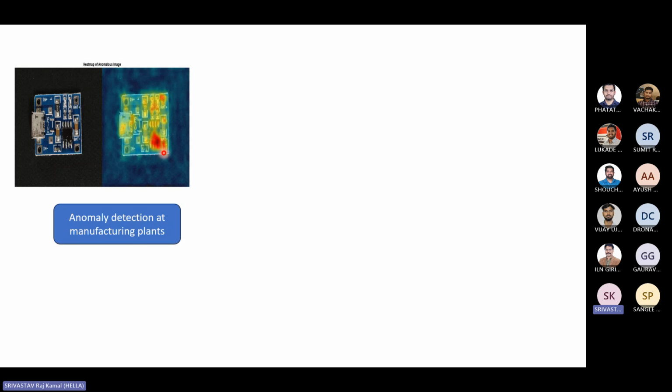Model finds some issues here. So these are anomaly detections in the manufacturing plant. So how do we do that? This generally comes under the category of vision based anomaly detection. So how is the model doing that? Here we see a lot of use of machine learning in the manufacturing plants.